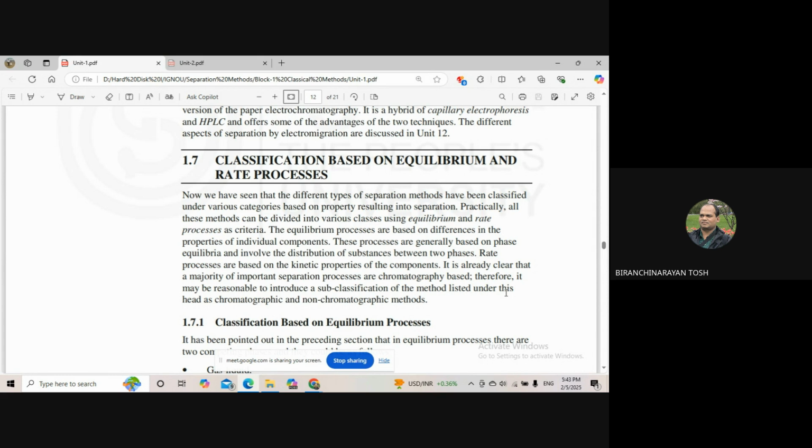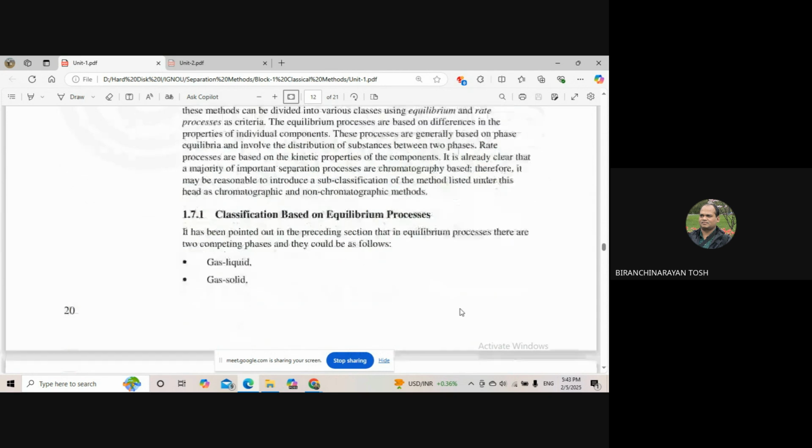The equilibrium processes are based on differences in the properties of individual components. These processes are generally based on phase equilibria and involve the distribution of substances between two phases. Rate processes are based on the kinetic properties of the components. So now, different types of classification based on equilibrium process.